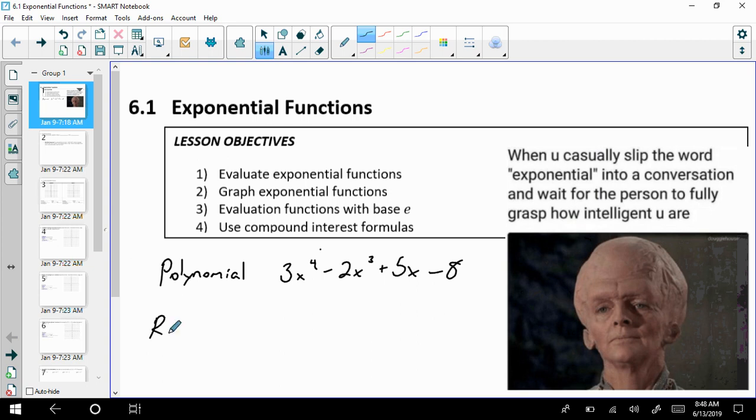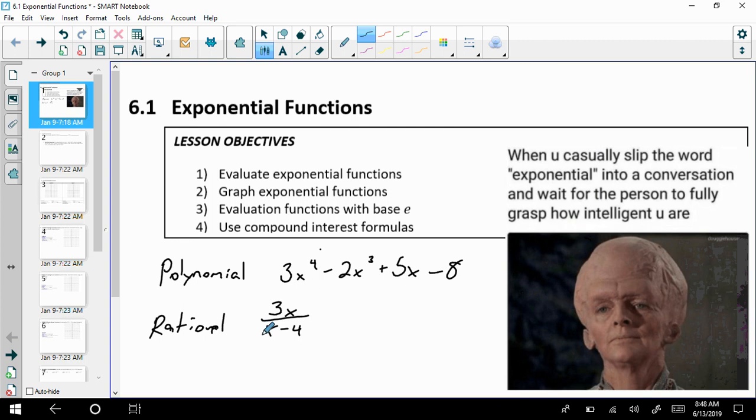We also looked at rational functions, and rational functions were fractions with variables in the denominator. So that was the type where we had to be careful if we had to throw numbers out that x couldn't be. Those were the type of graphs that had asymptotes when they were graphed.